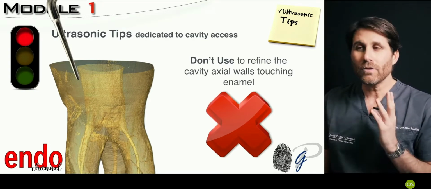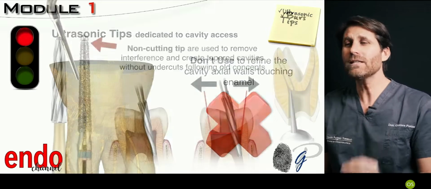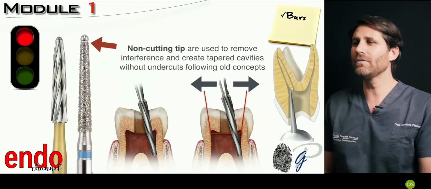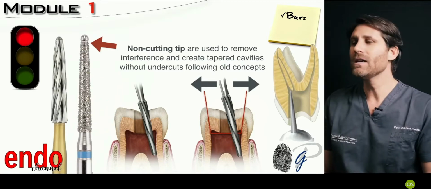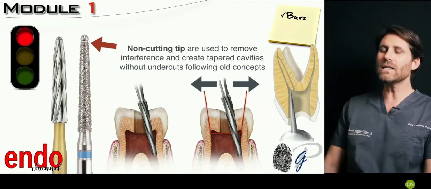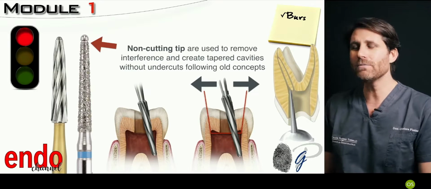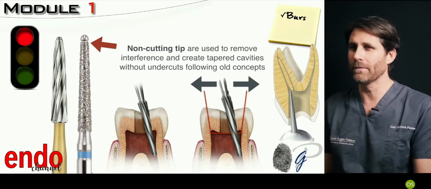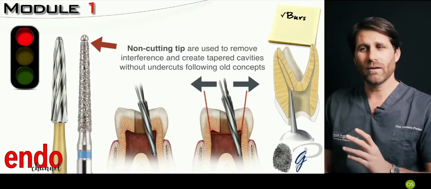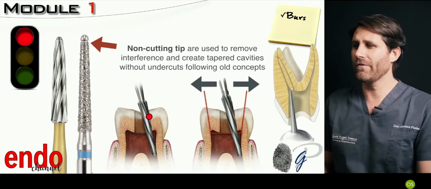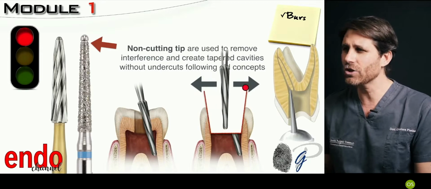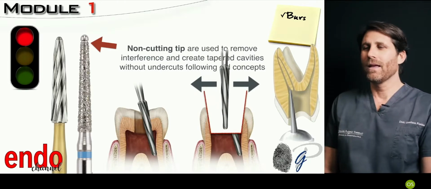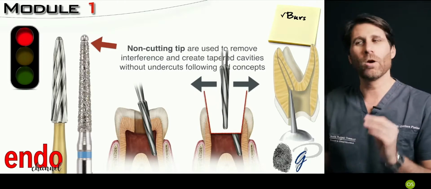So don't use ultrasonic tips for this, and I don't like to use non-cutting tips to remove the interferences either, because we have seen we don't need to remove the interferences. This is an old concept. I don't like these burrs because we don't need them today. The non-cutting tips are needed only to remove the interferences and to open an access cavity with a traditional concept, and this is no more what I would like to show you.